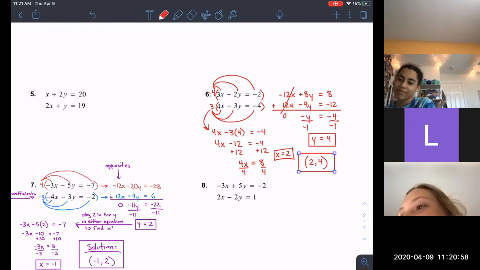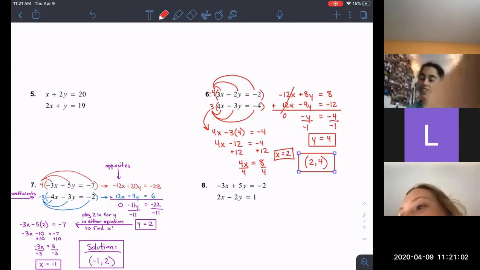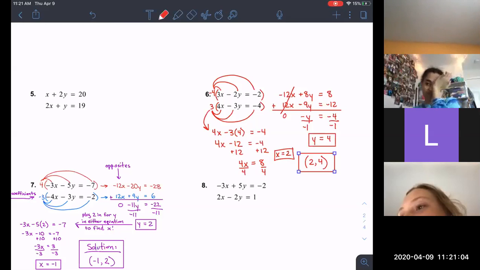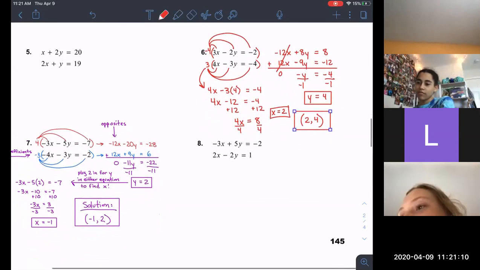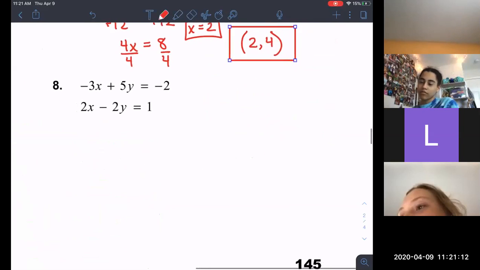Are we doing number 8? Sure, let's go ahead and do number 8. Okay, but you all are going to help me out with this. So unmute if you want to answer some questions here. Let's take a look at this and somebody tell me what I could do to get opposite coefficients. What do you think the easiest method would be?